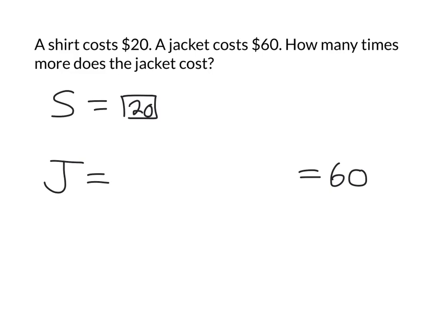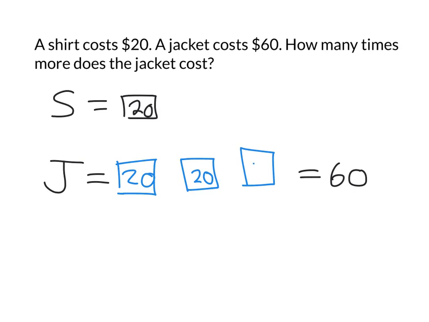What we have to figure out is how many of the 20 boxes we need to make the 60. And so we'll just kind of draw some in. There's a 20. There's 40. There's 60. So we needed 1, 2, 3 boxes, or 3 amounts of the shirt to make the jacket. So you would say that the jacket costs 3 times more. So that is how this strategy works here.